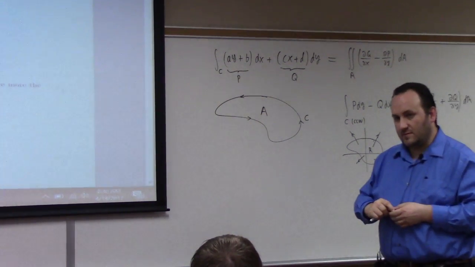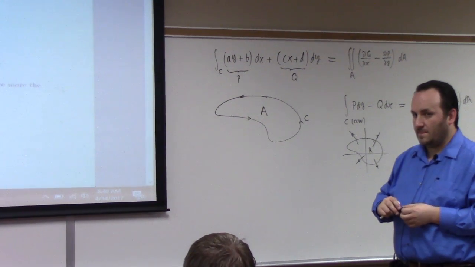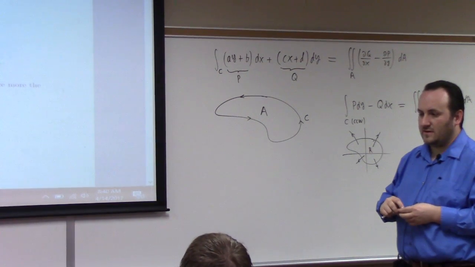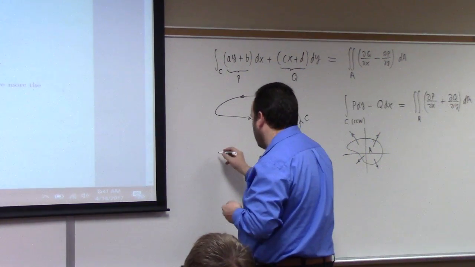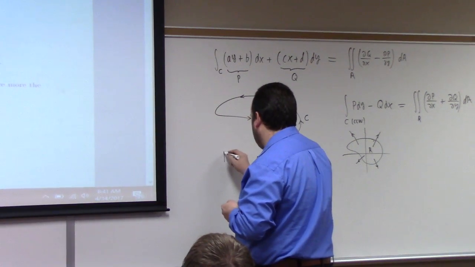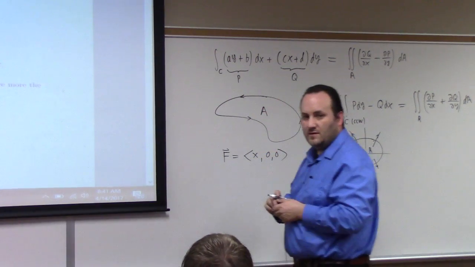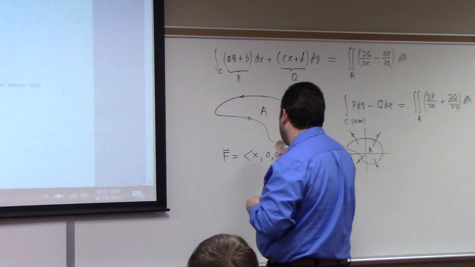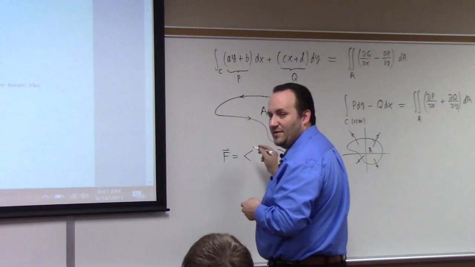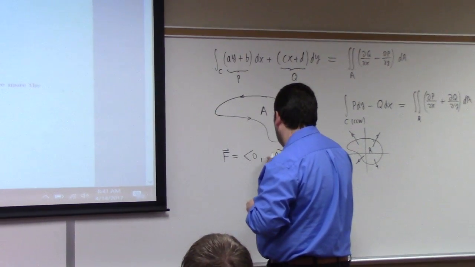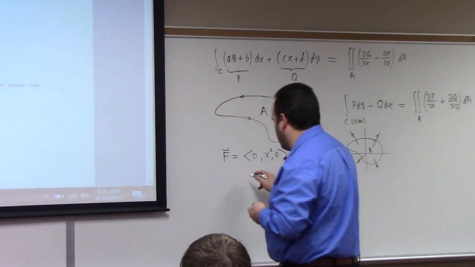A graph doesn't have to be closed, so outward doesn't make sense, right? For a graph, to calculate the flux through it, I need to give you a sense of which way is up. So, for example, we could say the vector field F is (0, x squared, 0). This is a vector field, and I could ask, what's the flux through the graph?